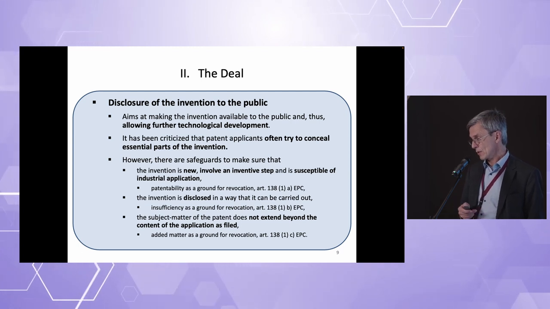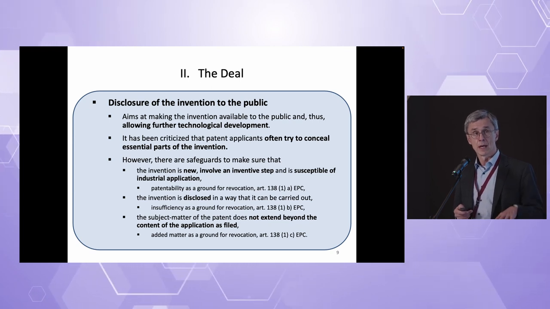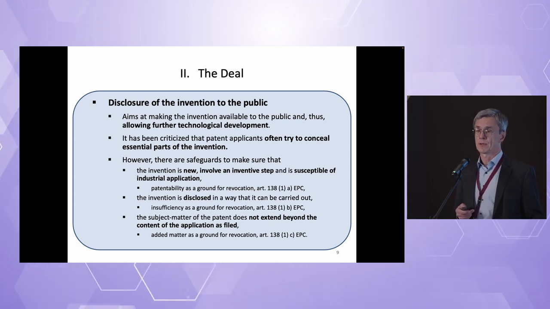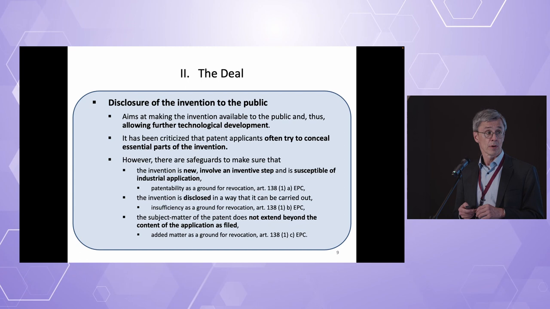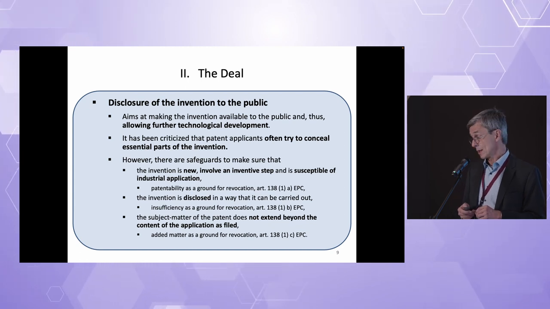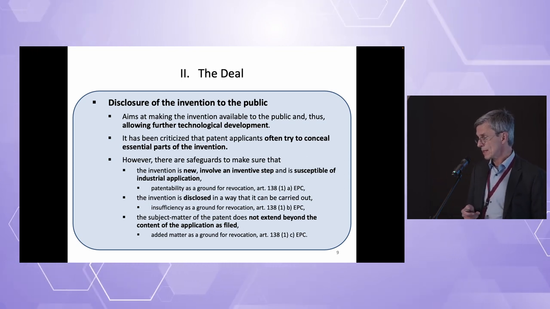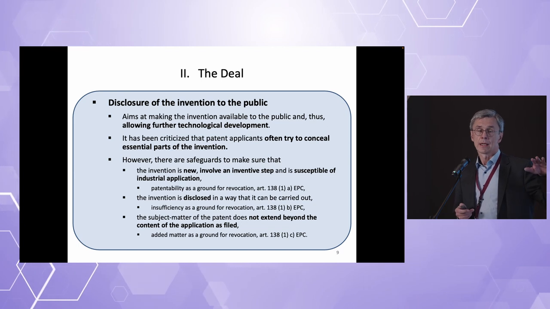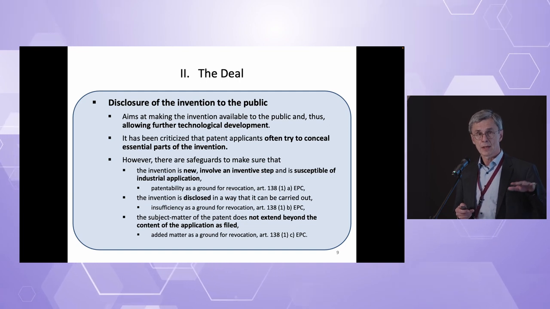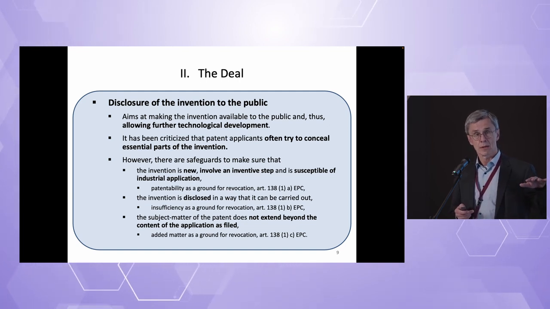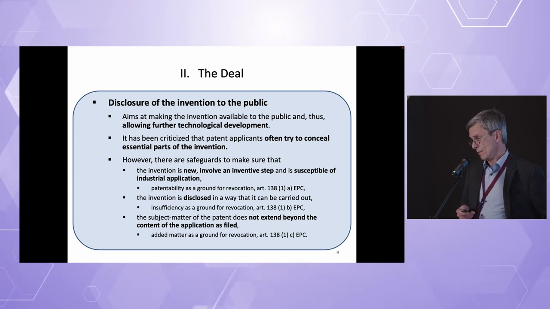And then a third aspect also matters, that the patent, what is later has been granted as a patent, shall not go beyond what has been applied in the first place. So that is another ground for revocation. That is the so-called added matter aspect. So these are already some safeguards that only inventions are protected, that inventions are disclosed to the public, and that only what is protected has a basis already in the first application submitted to the Patent Office.